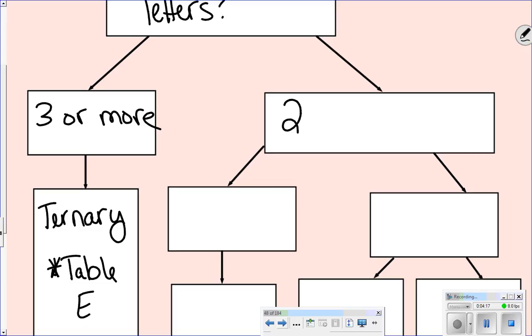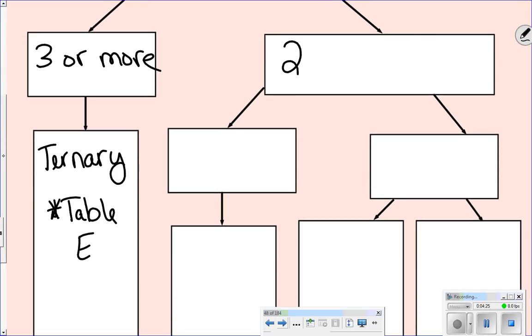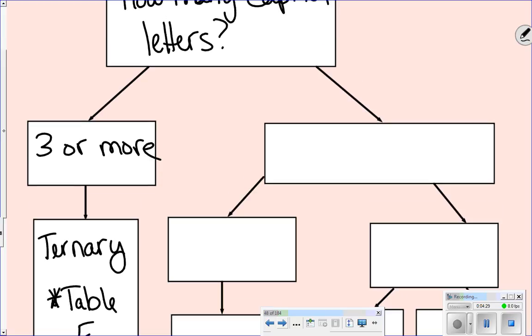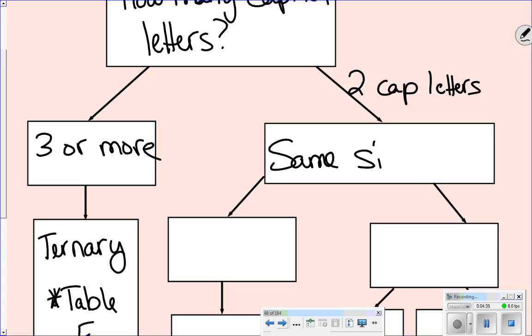If we only have two capital letters, so just two, no more than that, that tells us we have two elements in the compound. We have two choices. Let me put this right up here. Two capital letters. And then we can consider our next question, which is: are they on the same side of the staircase?